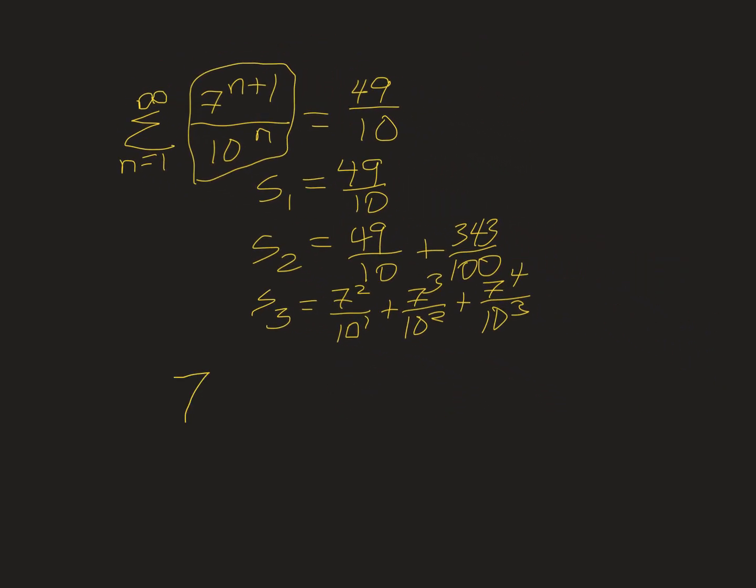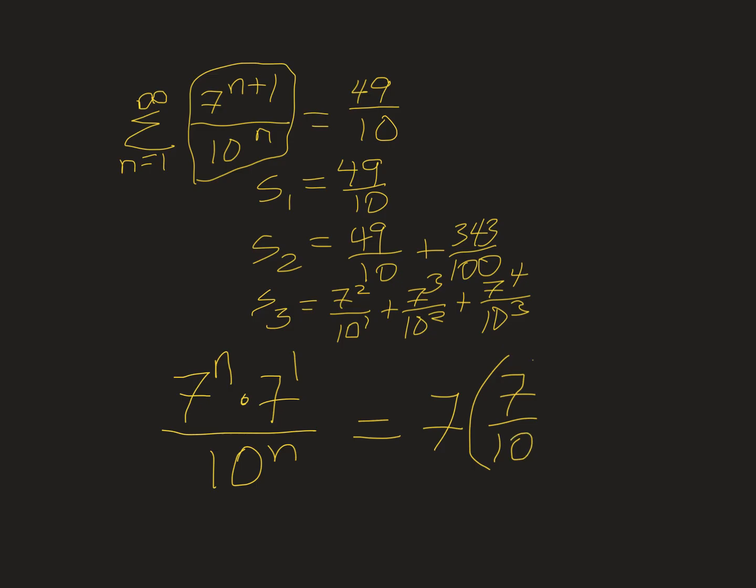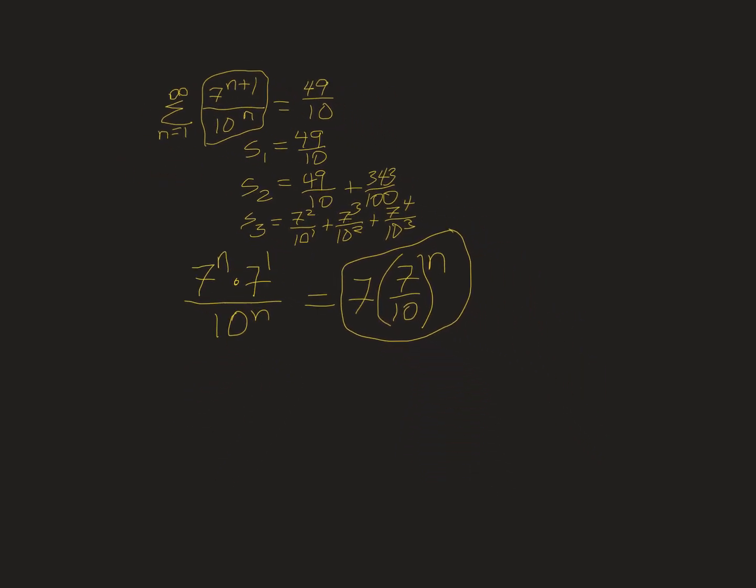So what I do is I think, okay, what if I write it as 7 to the n times 7 to the 1 over 10 to the n? Oh, that's going to be equal to 7 times 7/10 to the nth power. So this is probably a better way to write it. So sometimes you want to see if you can rewrite your sequence. So now let's look at this sequence.